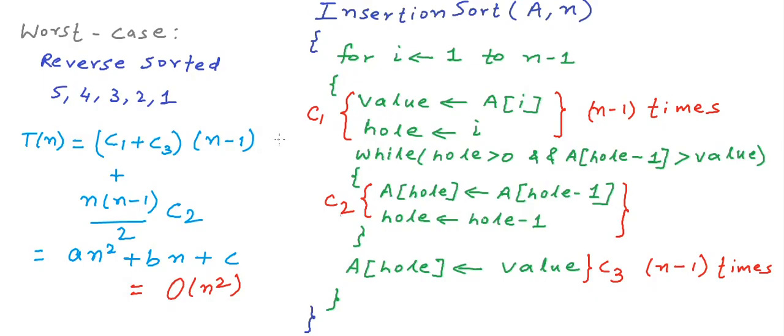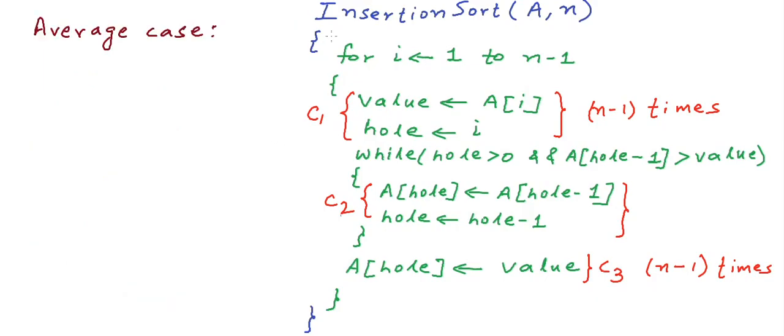In average case, for ith position, we will make i by 2 shifts. And if we will try to calculate the time expression, it will again be some polynomial of the form a(n square) plus b(n) plus c. So for average case also, we will be big O of n square.